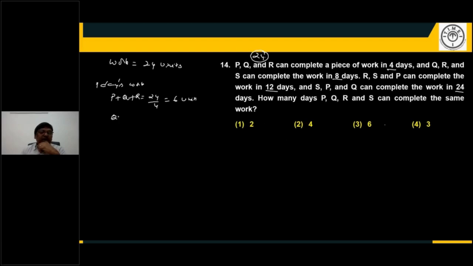QRS. Q plus R plus S in 1 day will do how much work? They are taking 8 days, so 24 by 8, they will do 3 units. Students, next RSP. R plus S plus P in 1 day will do how much work? 24 by 12, it is 2 units. Next, please, last.